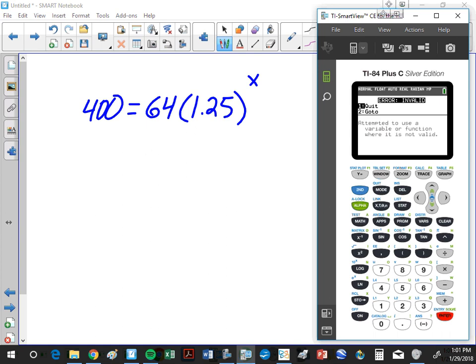So look at your x-axis. Your x-axis goes from -10 to 10. You have to make your x-axis bigger. So we go into window. And how far out do I need to go? I got to go past 13. So I'm going to go out to 14, enter, and then I'm going to push trace. And now I'm going to try 13.3.